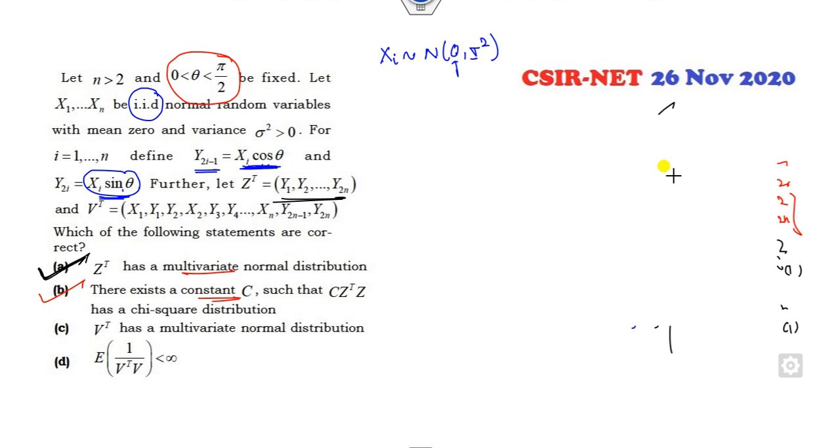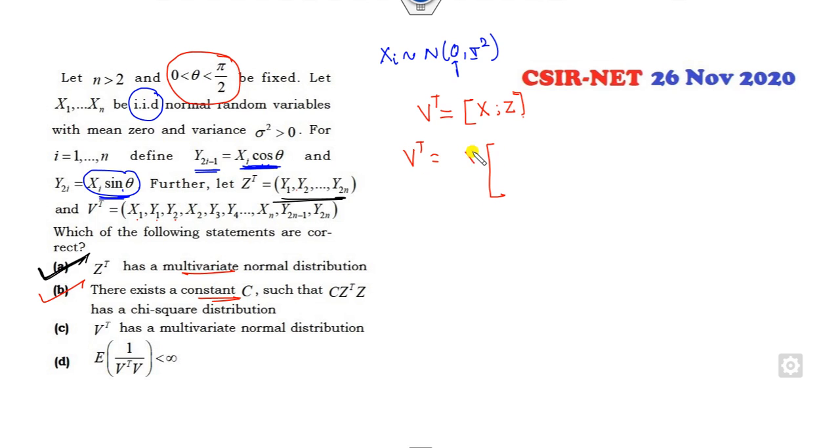Now your target is to prove V transpose V. What is V? It is X1, Y1, X2, Y2. So basically this is the combination of X and Y. Or Y I can write as a combination of the Z. So this is basically a vector here. Then your target is to write the covariance matrix of this. Fine. So what is that?